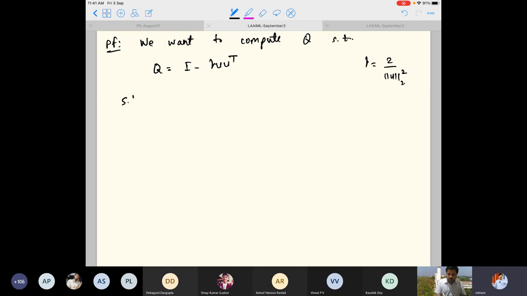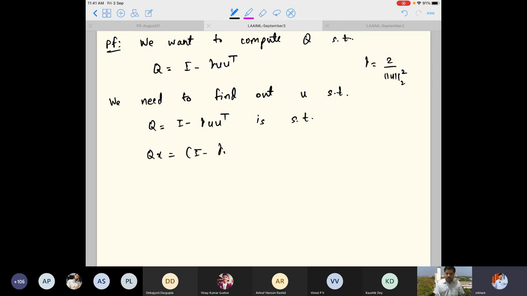And how do I want to find Q? We need to find u, such that this Q, which is equal to I minus gamma u u transpose, is such that Qx, which is nothing but I minus gamma u u transpose x, is actually equal to y. So this is what I want to do.